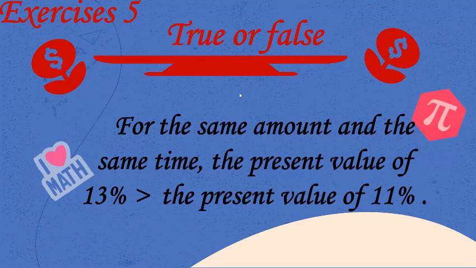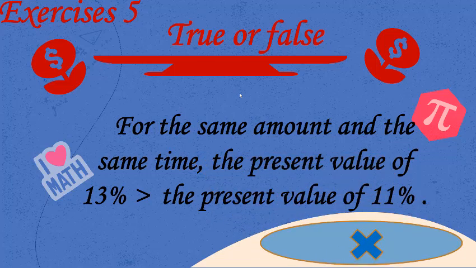Another exercise, true or false. For the same amount and the same time, the present value at 13% is greater than the present value at 11%. Again, true or false: for the same amount and the same time, the present value at 13% is greater than the present value at 11%. Of course, it's false.